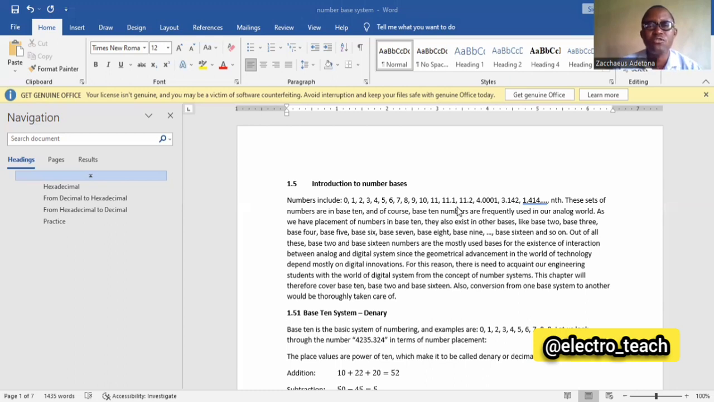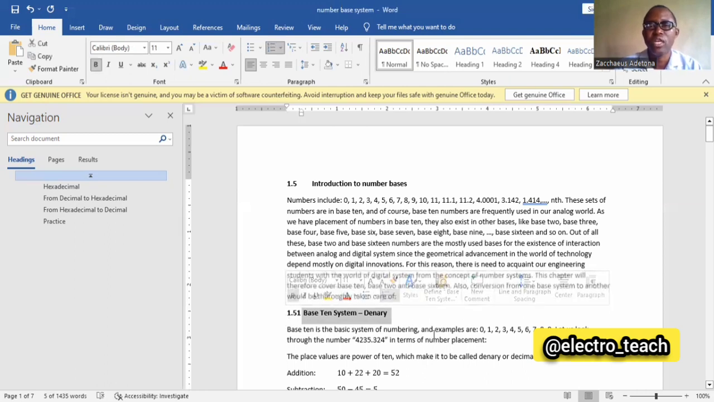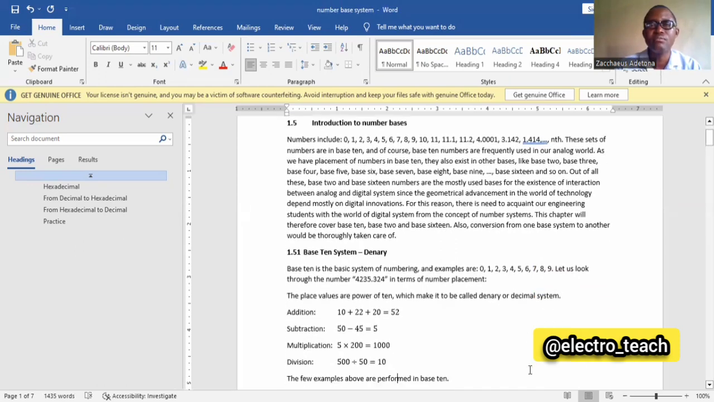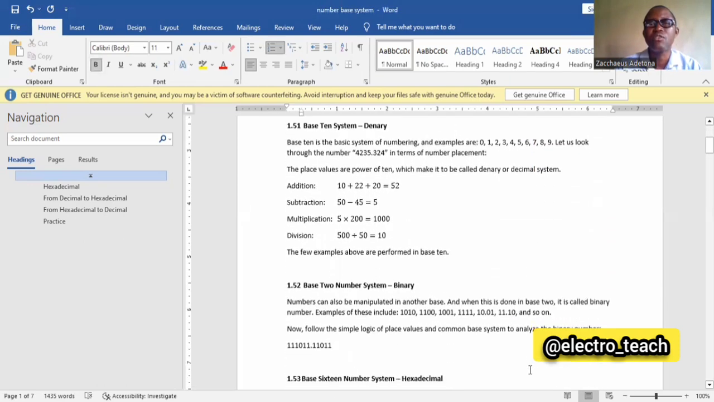Now, let's look at, first of all, the base 10 system. We want to learn what base 10 is all about. The base 10 system is a system of numbering where all the figures used are from 0 to 9. Because it's in base 10, when you reach 9, the next one goes back to 0, 1, 2, 3, and so on again.